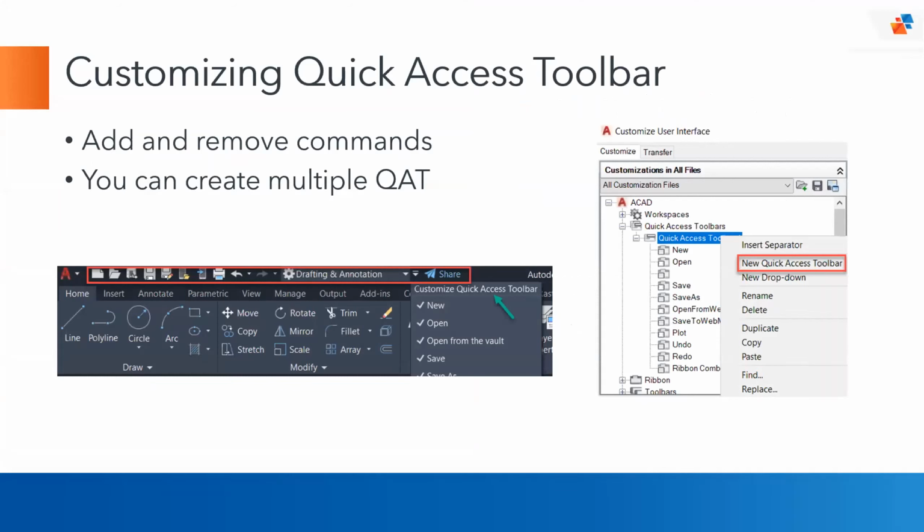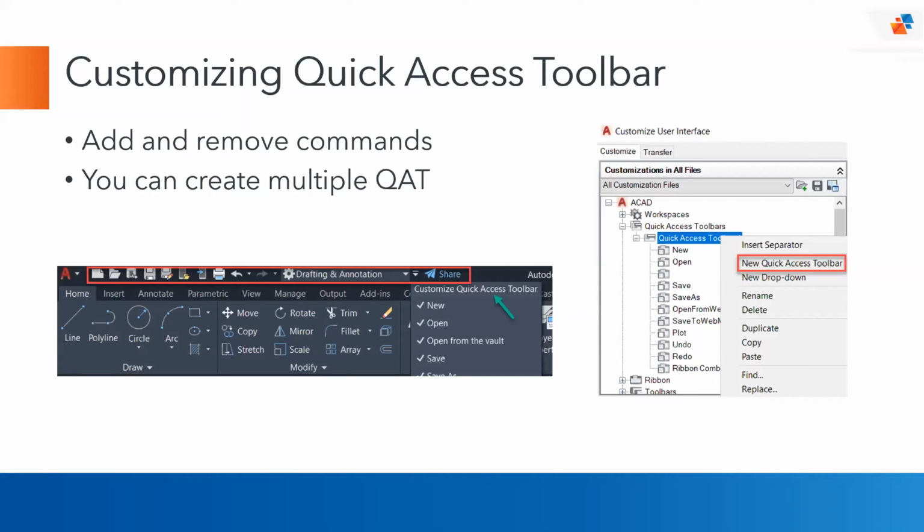When we look at the Quick Access Toolbar, or QATs, out of the box it is going to provide you a number of buttons, the most commonly used commands. That's the idea under the QAT. File open, new, save, undo, redo. Those are some of the very commonly used commands, right? You could include more by customizing the Quick Access Toolbar.